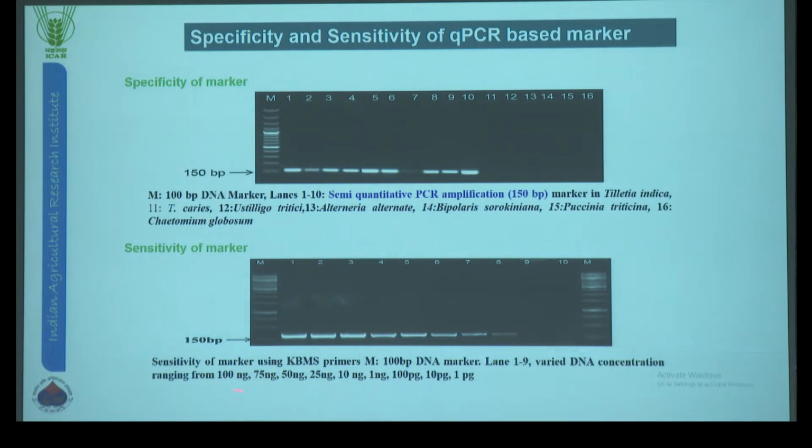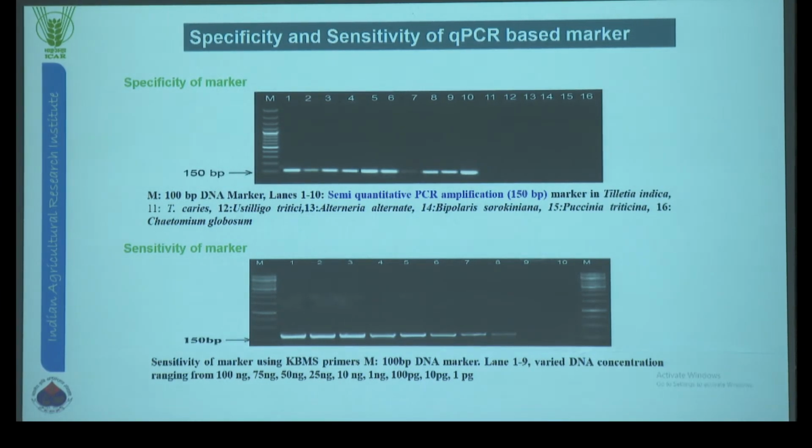Then sensitivity: to what extent can we detect the DNA. Here you can see up to 8 lanes of different concentrations of DNA: 100 nanogram, 75 nanogram, 25, 10, 1 picogram. Up to 1 picogram we can detect the DNA in infected soil or infected leaf tissues. These are very important. While publishing any paper, they will look at the sensitivity of the marker, to what extent you can detect the DNA in the infected tissue. Is it clear?